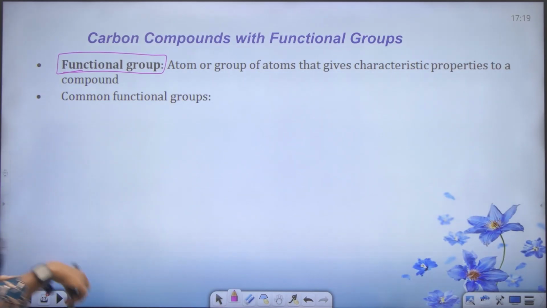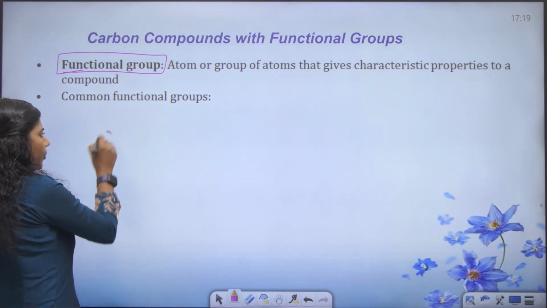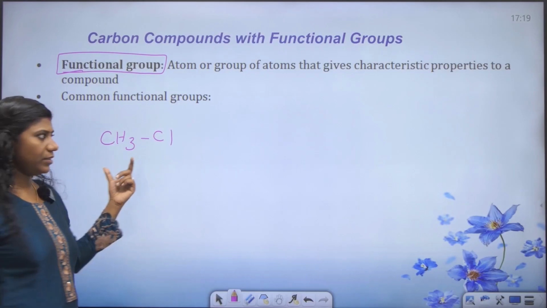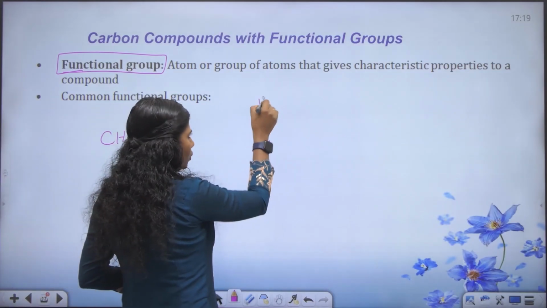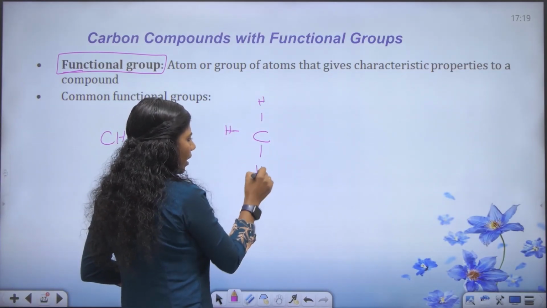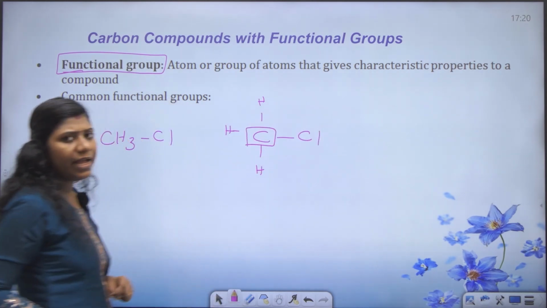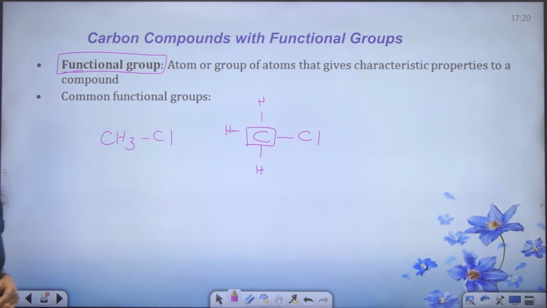Suppose a chlorine atom is attached to a methyl group. The compound is CH3Cl, chloromethane. CH3, carbon connected to 3 hydrogen atoms and 1 chlorine. Only 1 carbon atom is there, that means meth. And chlorine is connected to this hydrocarbon. Chlorine acts as a functional group. This compound is chloromethane.